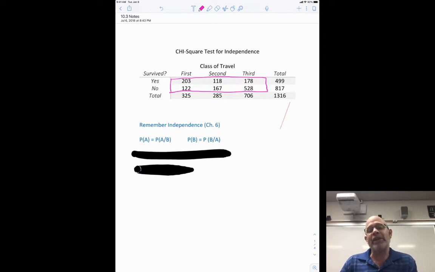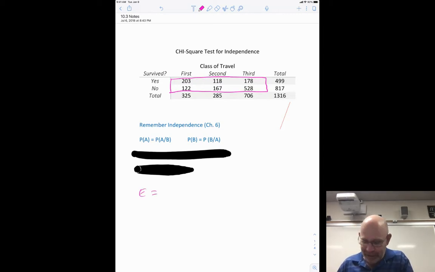So what you're going to see is that the test is going to look and feel exactly like the chi-square test of homogeneity, basically because it is. I'll tell you the minor difference at the end. The idea is we're going to find the expected values, and the expected values will be found the exact same way we found them before.